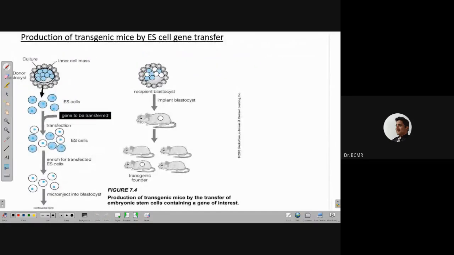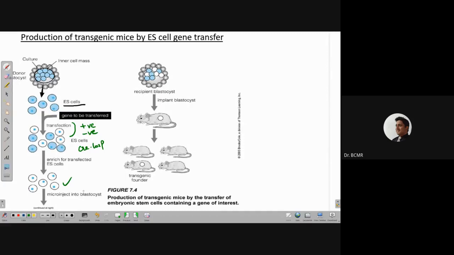So in this last part, we should understand. We have taken the inner cell mass and got the embryonic stem cells. From the embryonic stem cells, we have done the transfection. Then we have positive selection, then negative selection. Then we have the Cre-LoxP system to get rid of the positive selection marker. And now we have engineered embryonic stem cells like we want.